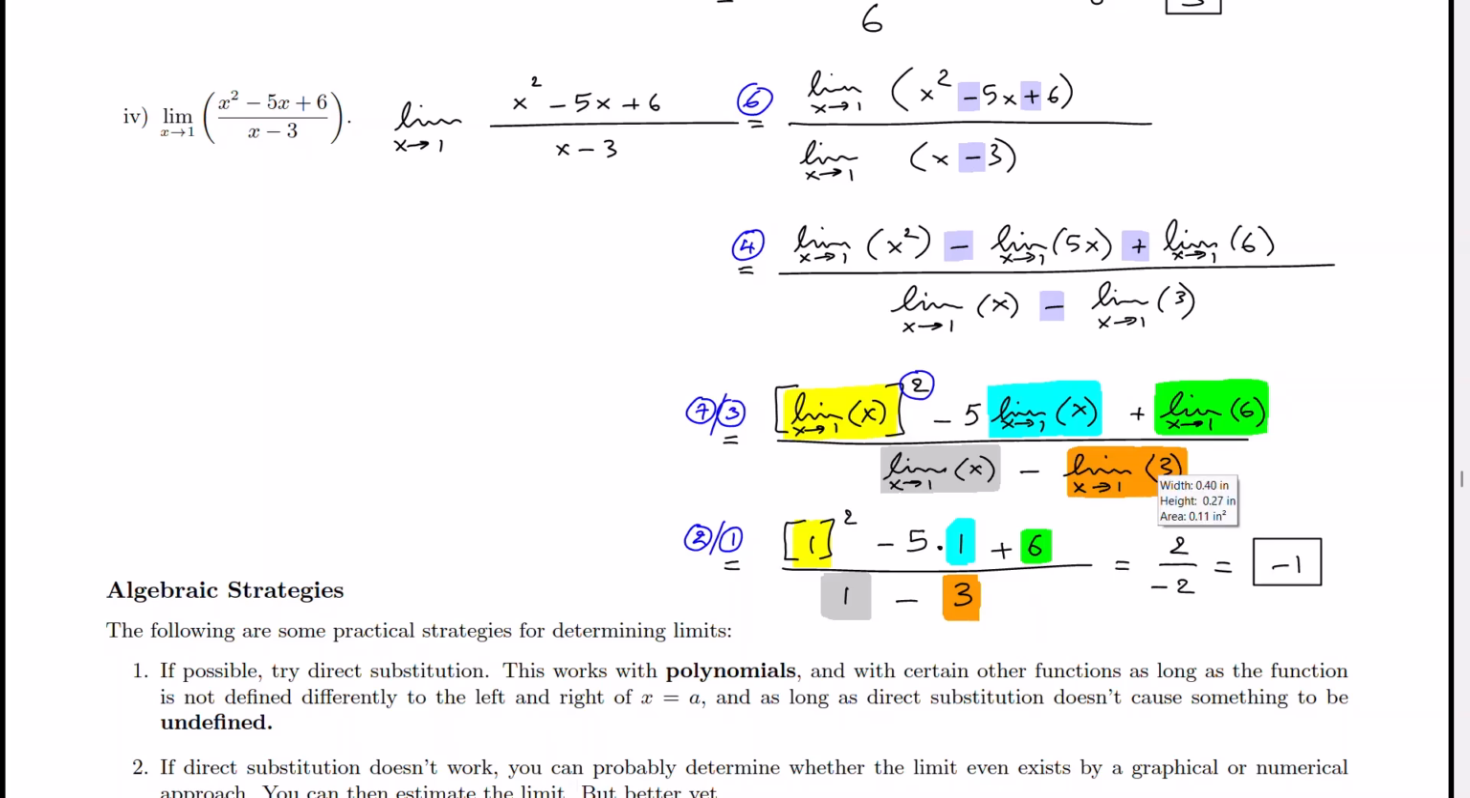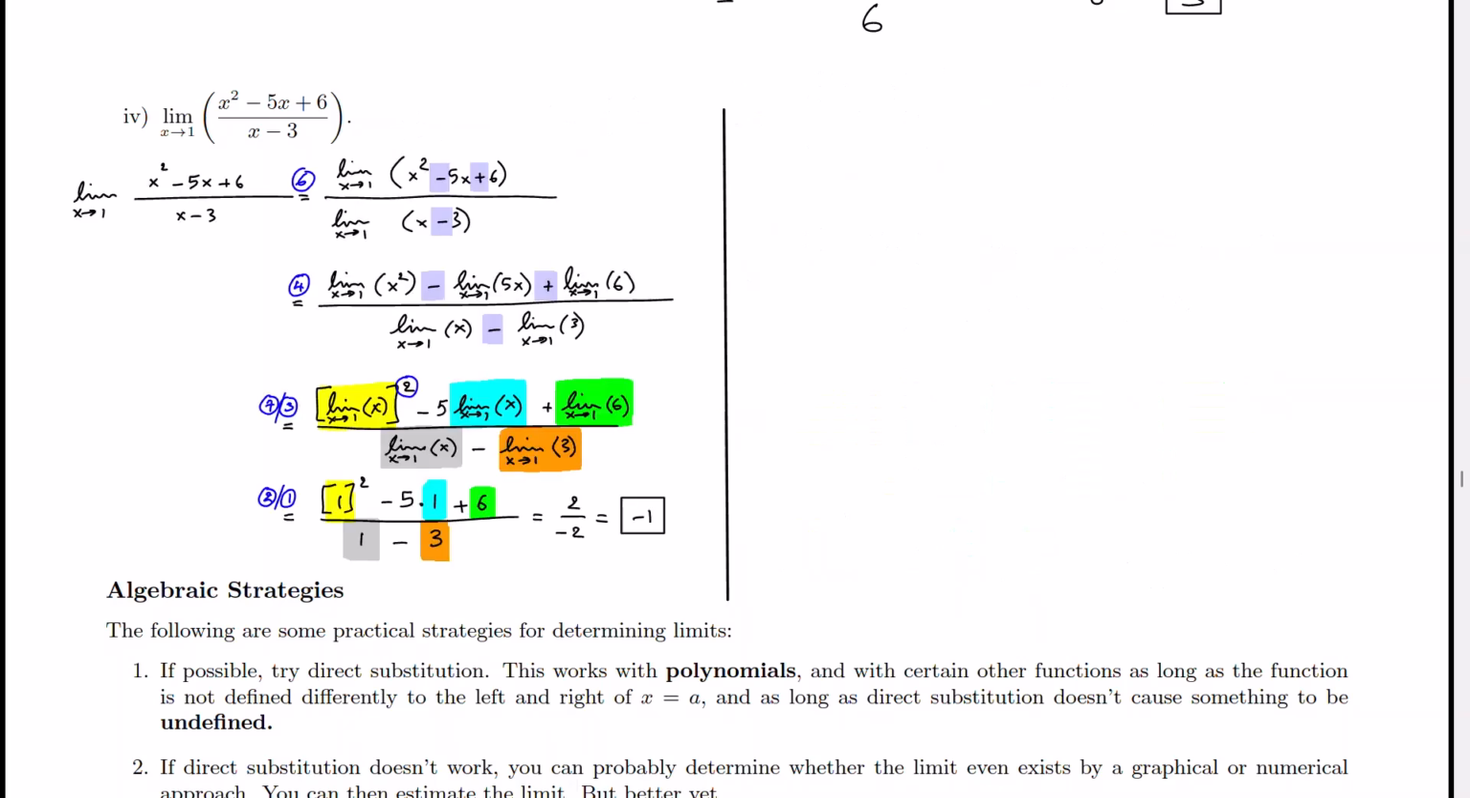Turns out that my answer is -1 in this particular problem. Now what I'd like to do before continuing further is to repeat this problem and show you what the shortcuts will basically tell us to do. So I'm going to rewrite the same problem, the limit as x approaches 1 of x squared minus 5x plus 6, all divided by x minus 3.